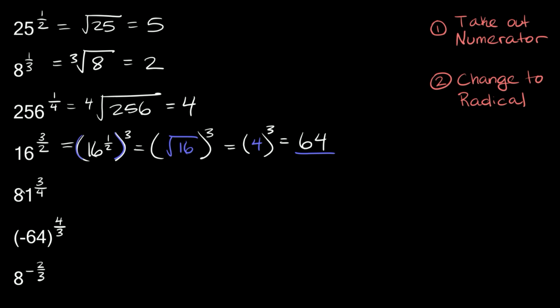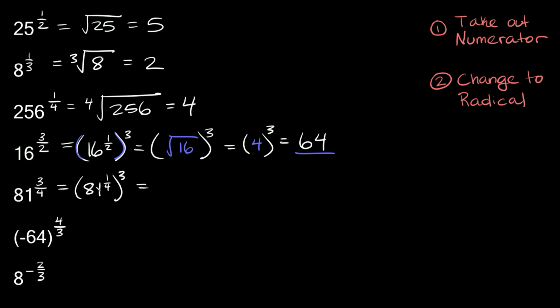Okay, let's try another one. So here we have 81 raised to the 3/4 power, right? So again, the first thing you want to do is take out the numerator, right? So we're going to take out that 3, basically just replace it with a 1. So then here in parentheses, we're going to be left with 81 raised to the 1/4, right? And then the 3 that we took out, we just raise the whole thing to that same exponent.